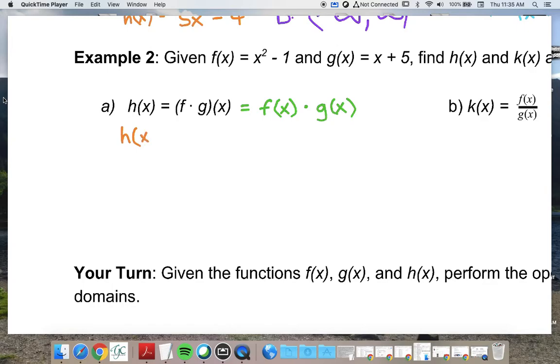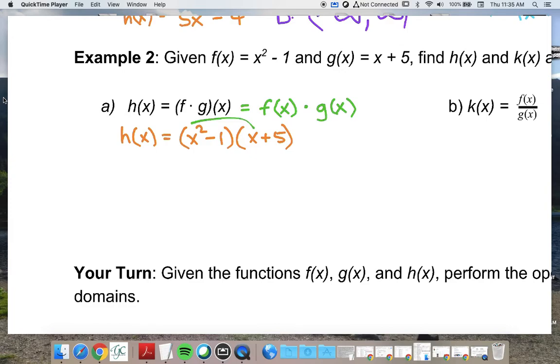So h of x is going to be equal to f of x, which is x squared minus 1, times g of x, which is x plus 5. And then to simplify, we're going to FOIL it. You might prefer box method, which is fine, or you might just prefer, instead of thinking about it as FOIL, just distributing. Those are the same thing. Whichever method you prefer, that's what I want you to do here. I'm going to FOIL it out.